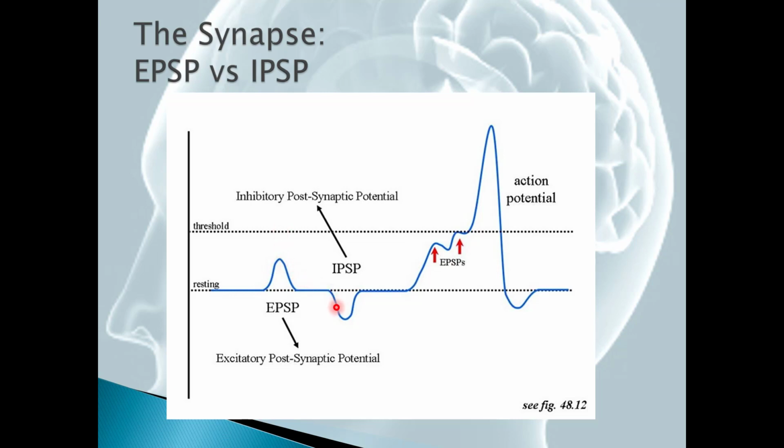Here we have an IPSP. You can see here how we're going further away from threshold. And now we have two EPSPs, and together they get that cell to threshold. So they don't look like they're occurring at the same time. So 1, 2 in rapid succession, that would be temporal summation. We have an action potential.